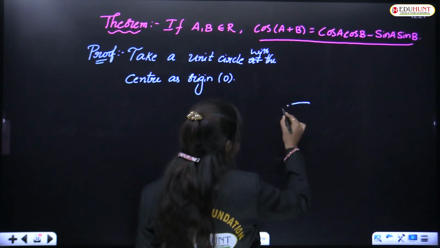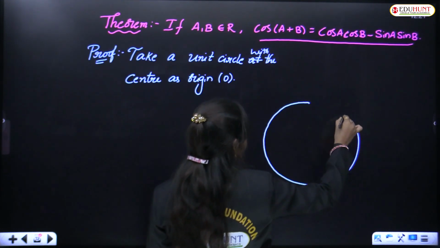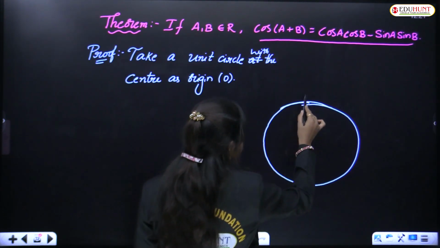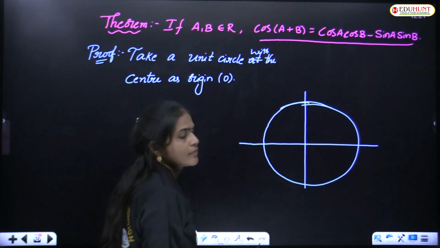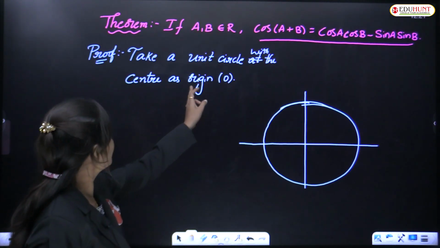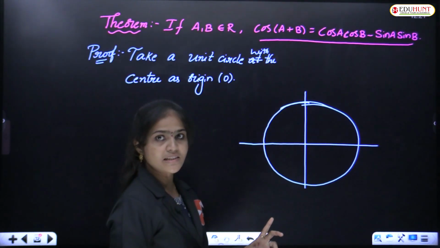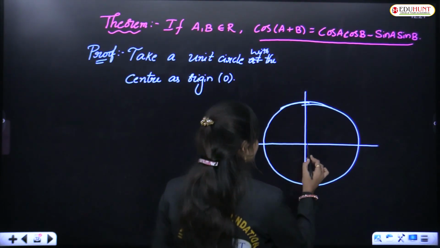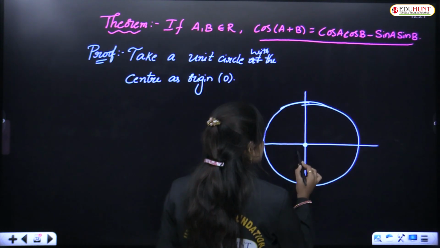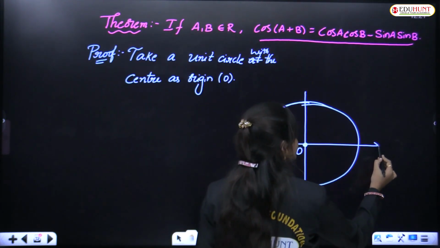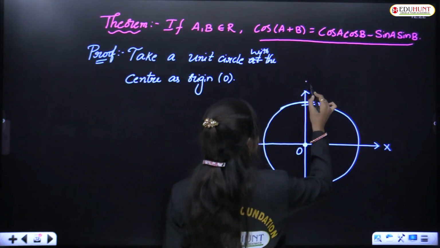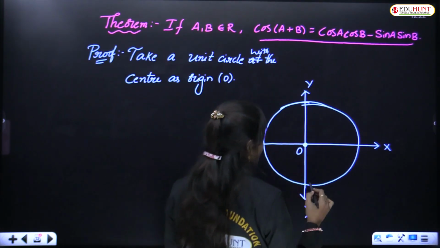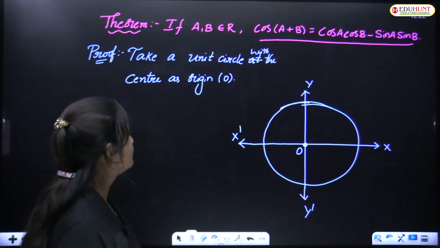So take that unit circle with the x-axis and y-axis. Okay, why? Because here with that center as origin, we can say that origin is the intersecting point of x-axis and y-axis. Already we learned that in coordinate geometry, right? So this is O, this is x-axis, this is y, this is x dash, and this is y dash. We know that from coordinate geometry, right?